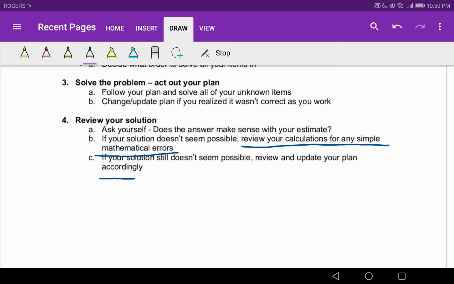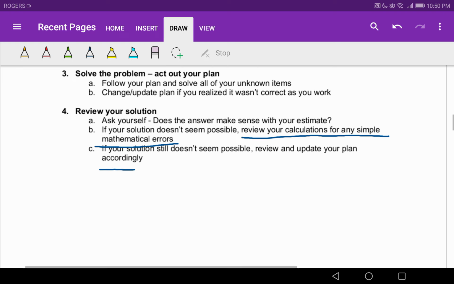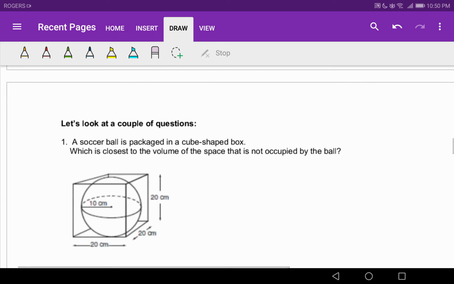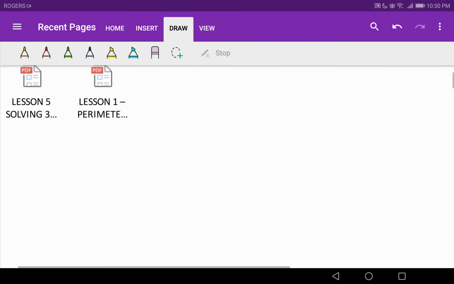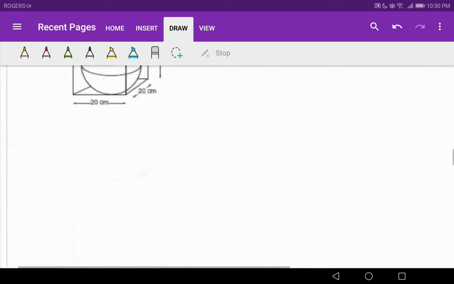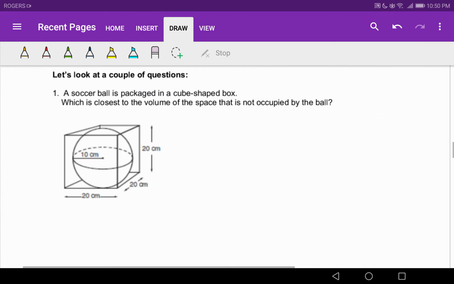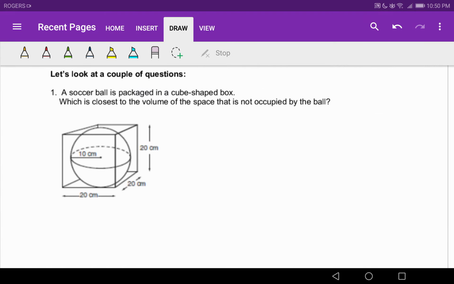All right, let's begin with a word problem, and we're going to reference this here, and we're also going to reference the formula sheet because we're going to need some formulas here. So we'll do that in a second.